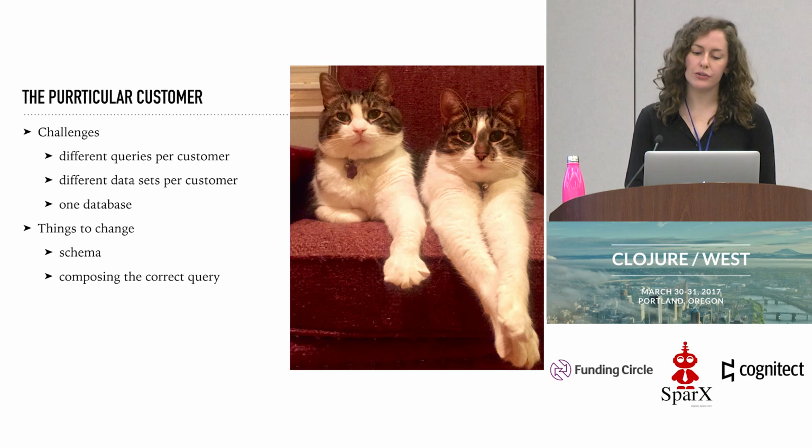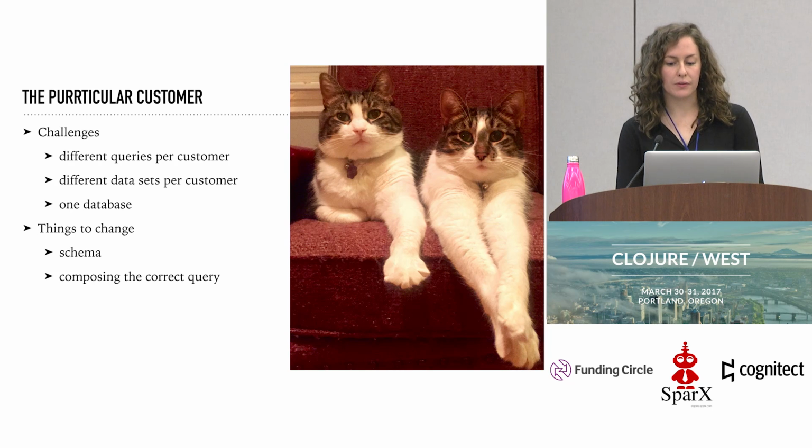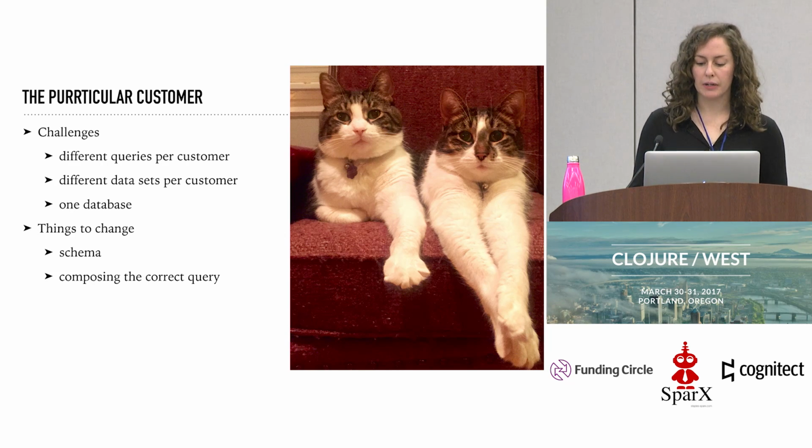So now we have two different clients with two different ideas of visibility. They'll each need different queries to represent those disparate concepts of visibility. They'll have different data sets, and we want to store it all in one database. These challenges put several pressures on our system.